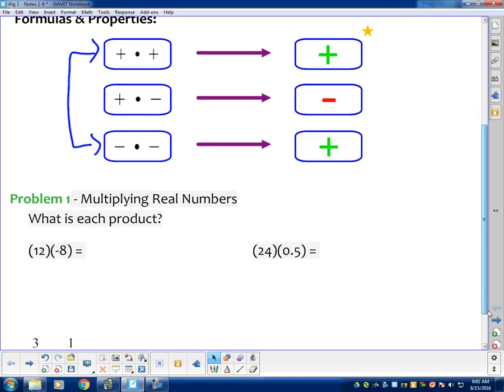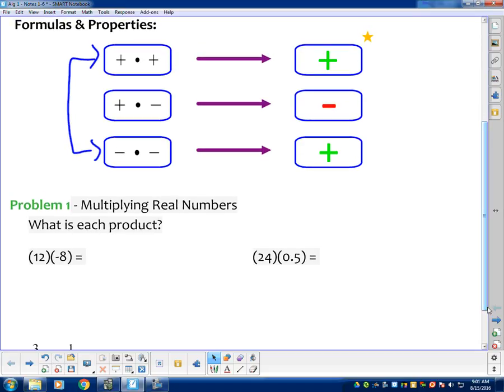Let's do a few examples using those properties. Multiplying real numbers. What is each product? We have two integers being multiplied, 12 and negative 8. So that falls into the category of a positive and a negative, so we have different signs. We're going to do the multiplication, 12 times 8. If you need to, you can write it vertically. 2 times 8 is 16, carry the 1. 8 times 1 is 8, plus 1 is 9. So 96. Because the signs are different, that'll be a negative value.